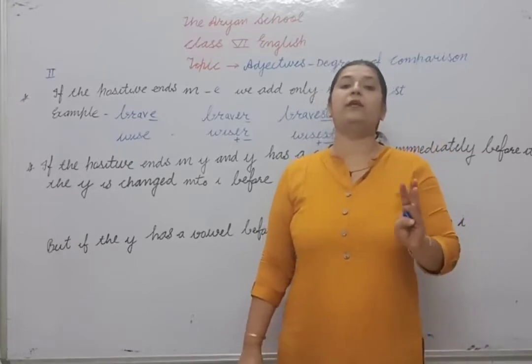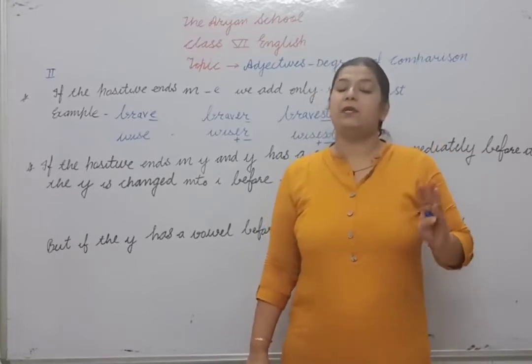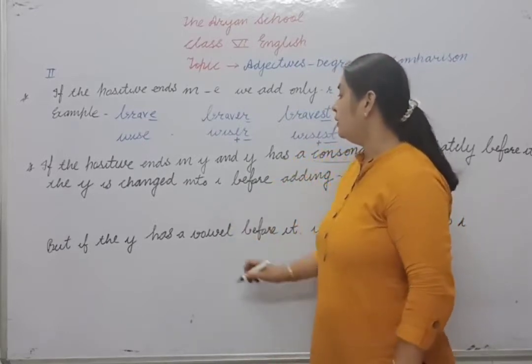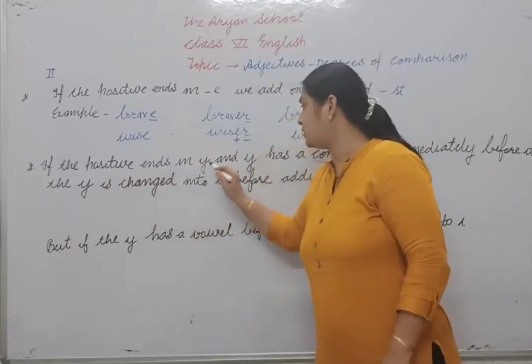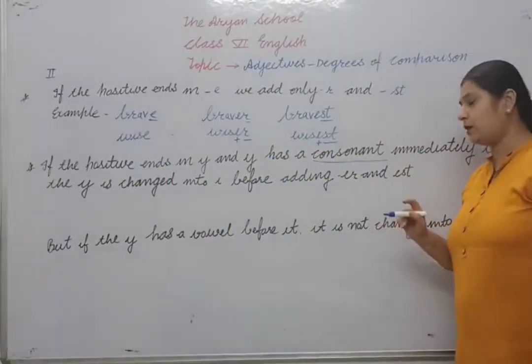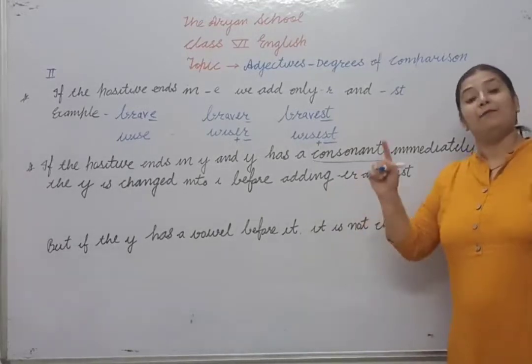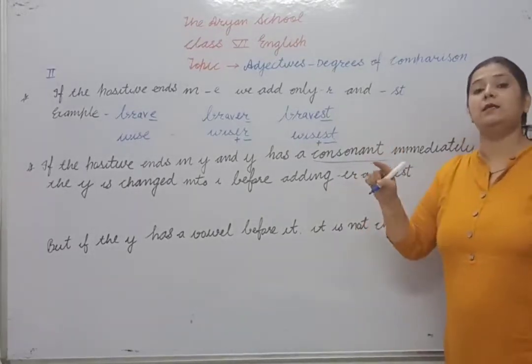The rest of the letters, excepting A, E, I, O, U, are the consonants. So here what I am telling you is: if the positive ends in Y and Y has a consonant immediately before it, the Y is changed into I before adding ER and EST.